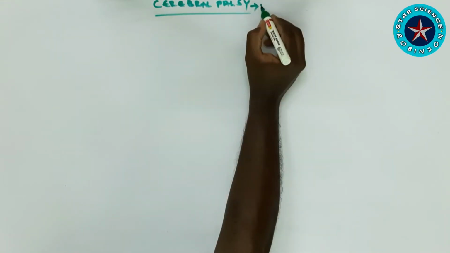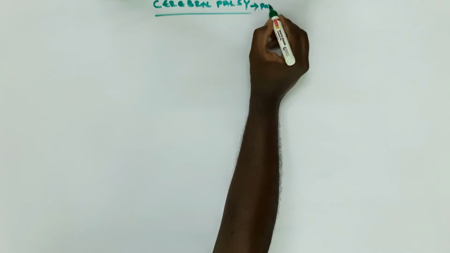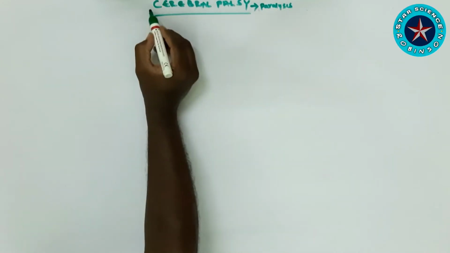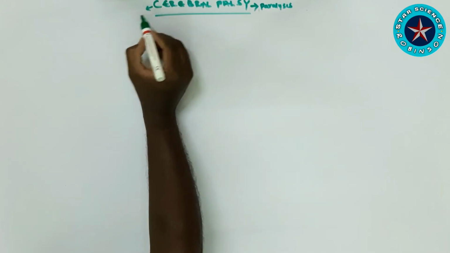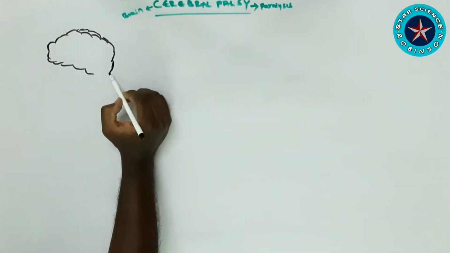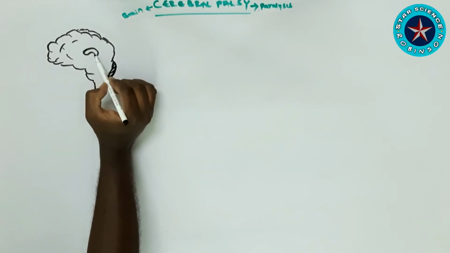Cerebral palsy is a congenital disorder of movement, muscle tone or posture, and it is due to abnormal brain development, often before birth. Cerebral means brain, and palsy is nothing but paralysis.